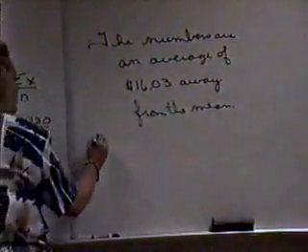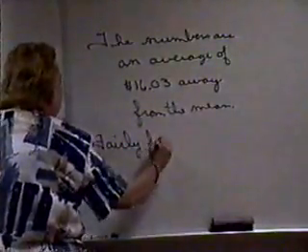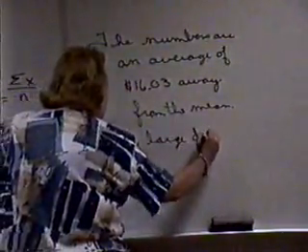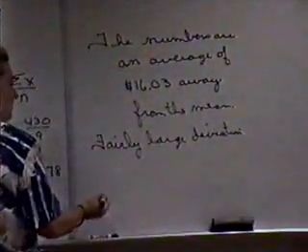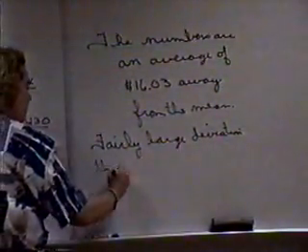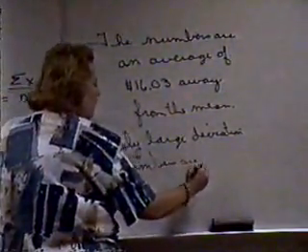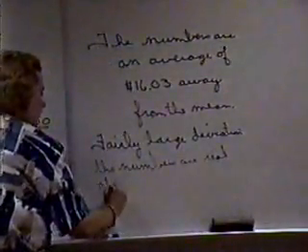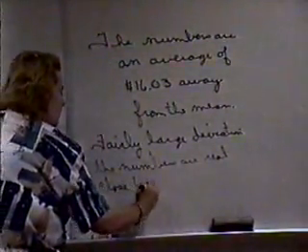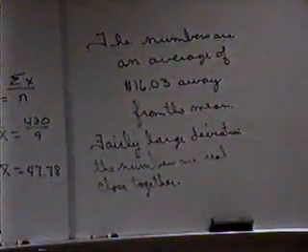So let's say that this was a fairly large deviation. A fairly large deviation means the numbers are not close together, or you might say that they're not real close together. There's no absolute here, that this is close, this is not close. These are not real close together.